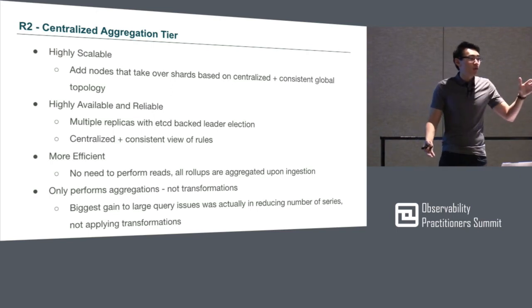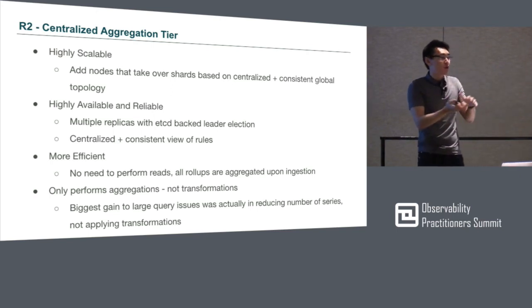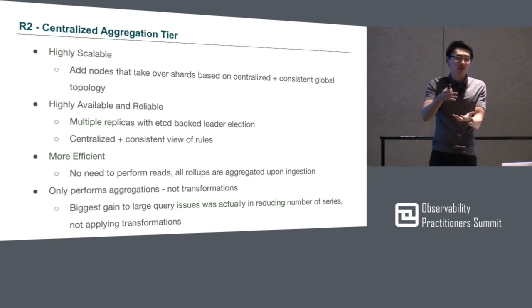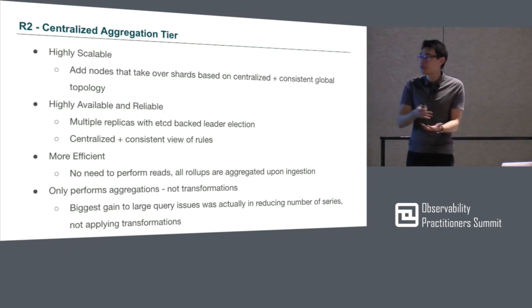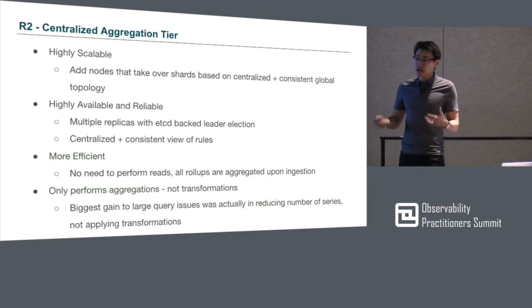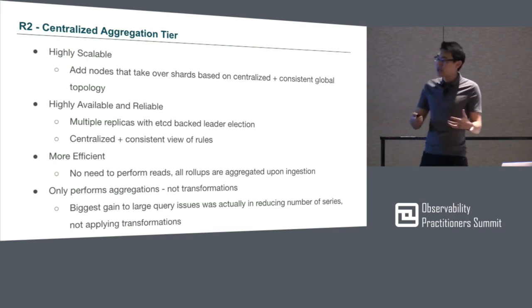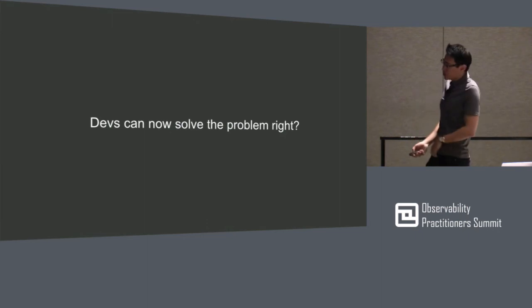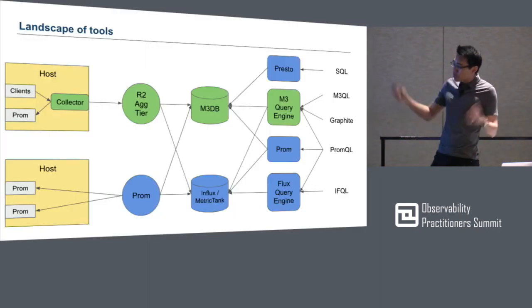And once you've already got all the time series aggregated, you're really only talking about a few time series. Now, when you're applying the 3 transformation functions at the same time to those few time series, it's really quick. So there's no need for us to introduce additional complexity into our aggregation tier and apply transformations there. They only take care of the aggregations. Cool. So devs can solve the problem now. We've given them all of the tools that they need, right?